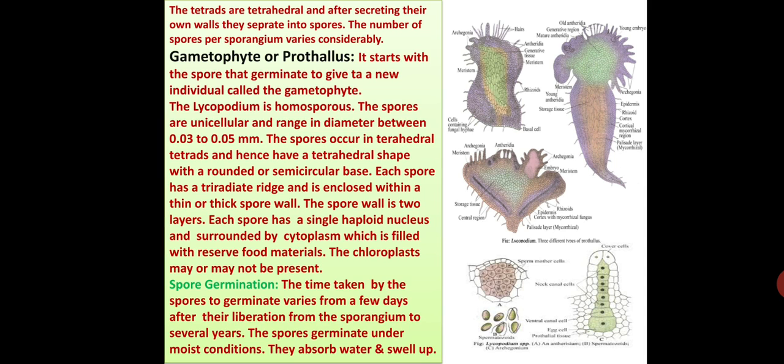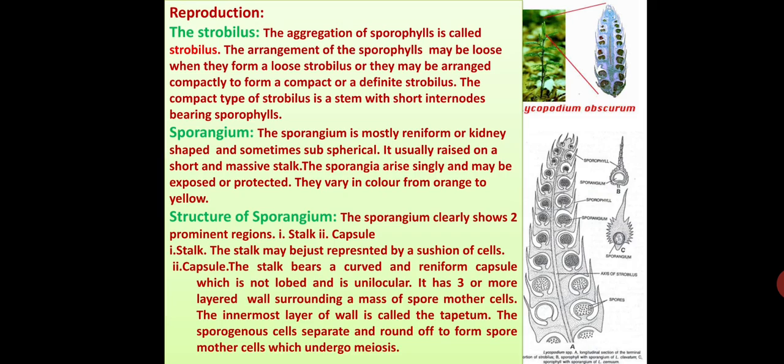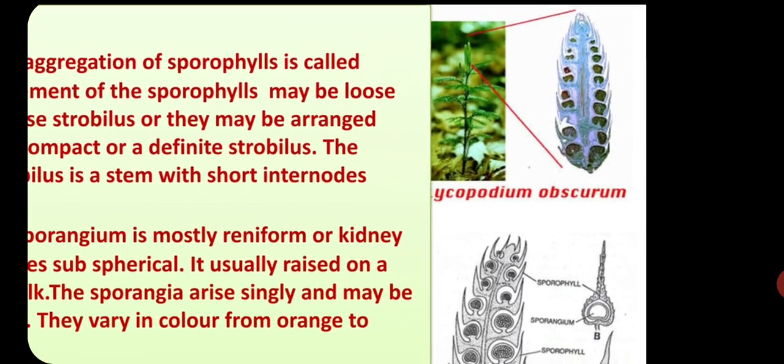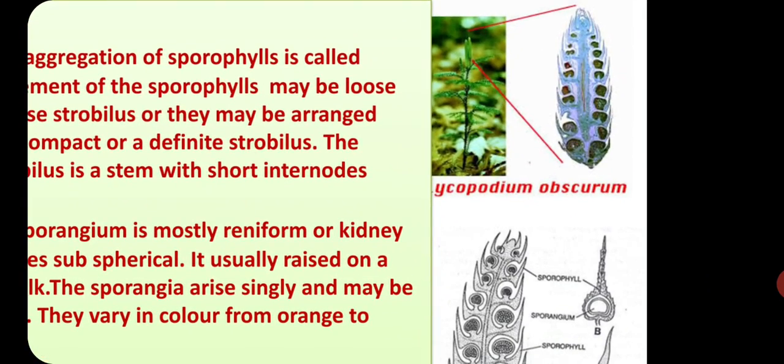Tetrads are tetrahedral and, secreting their own walls, they separate into spores. The number of spores per sporangium varies considerably. See friends, this is the longitudinal section of a Lycopodium strobilus.